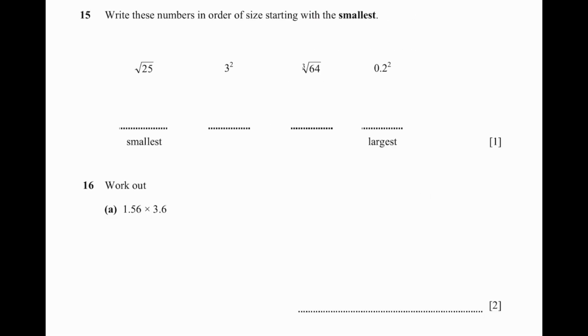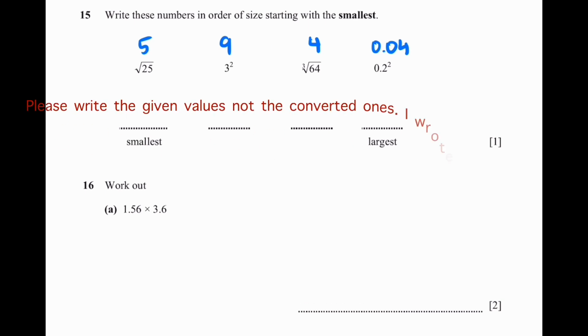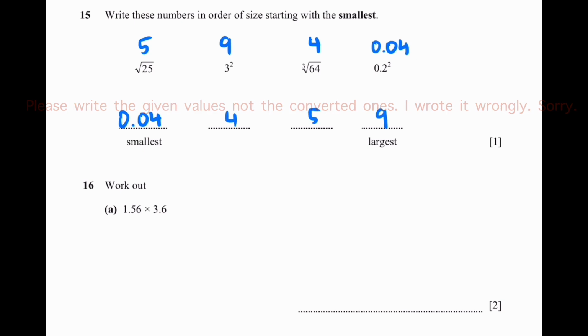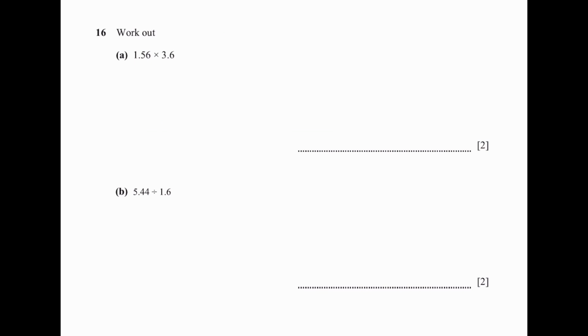Question 15. Write these numbers in order of size, starting with the smallest. The root of 25, as we know, is 5. 3 squared is 9. The cube root of 64 is 4. 0.2 squared is 0.04. 0.04 is the smallest. Then is 4, 5, and then 9. Let's go to question 16.